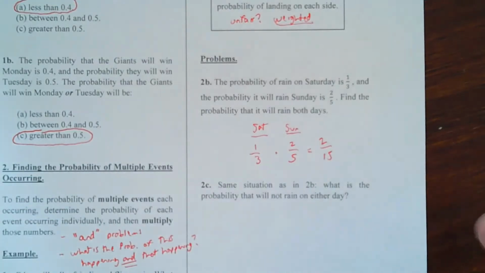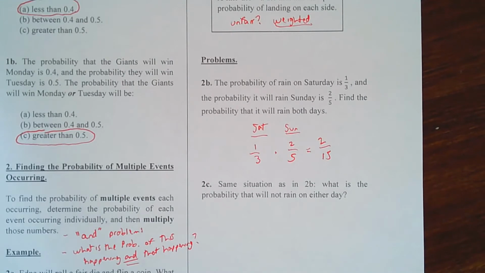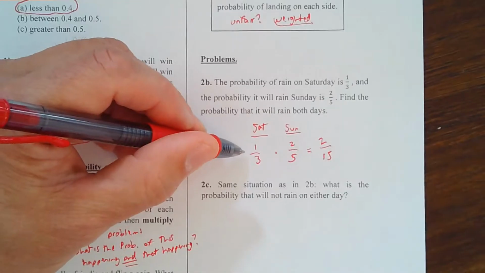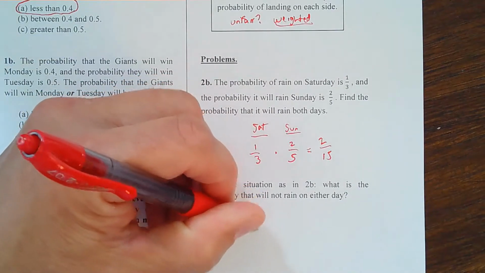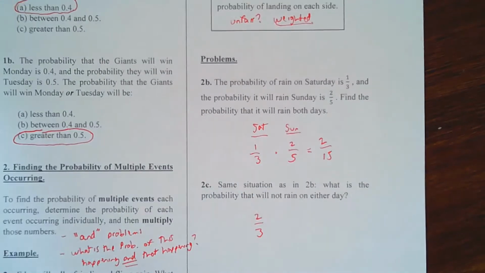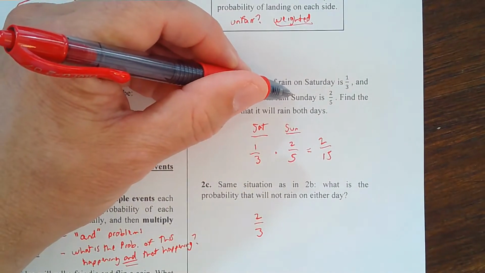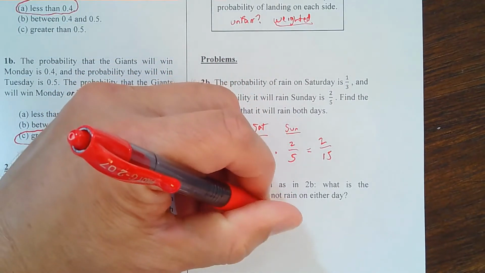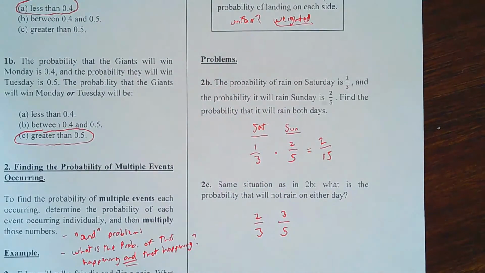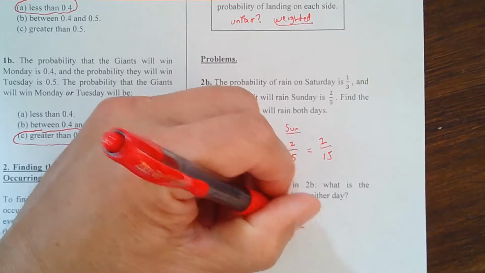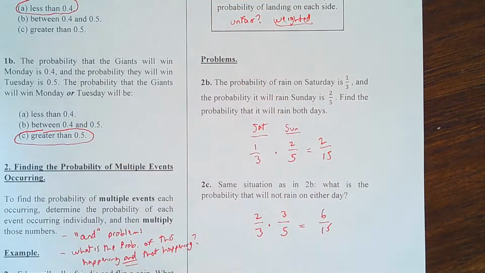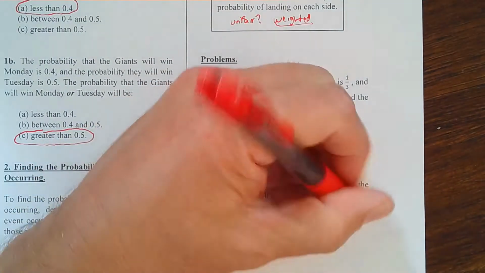Well, the total of all the probabilities of something happening always has to add up to 1. So if there's a 1/3 chance of it raining on Saturday, then there'll be a 2/3 chance of it not raining on Saturday. If the probability of rain on Sunday is 2/5, then the probability of not having rain on Sunday is 3/5, and we're going to multiply those numbers, and we're going to get 6/15, or that can be reduced to 2/5.